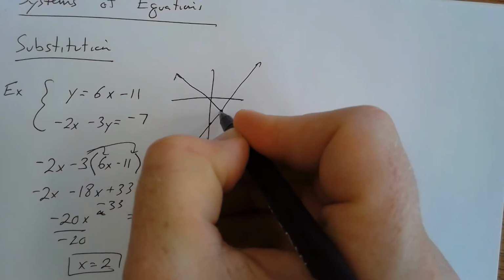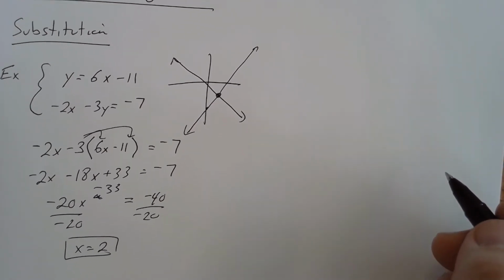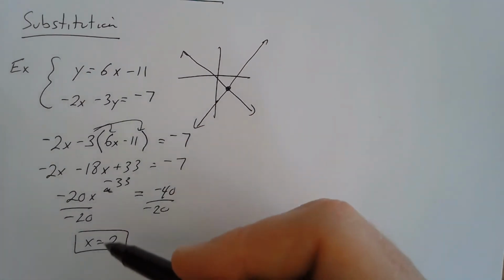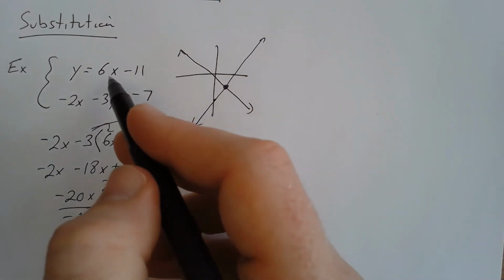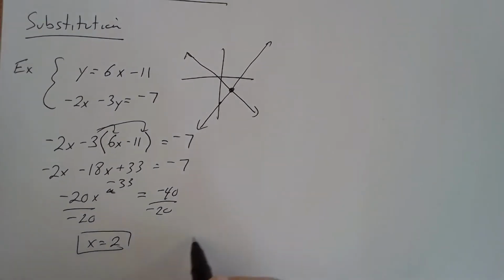The solution is actually the intersection of those two lines. So what you're really trying to do is identify where these two graphs intersect. Now, the way we have to do this is we first solve for either x or y by substituting one equation into the other, and then we take that x equals 2 and plug it back in.